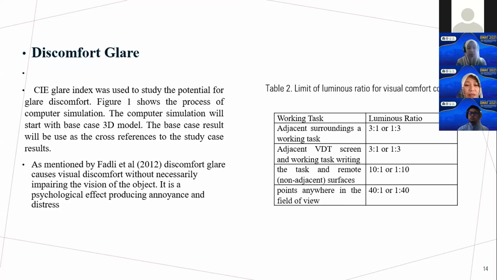As mentioned by Fadli in 2012, this comfort glare comes into the picture where it impairs the vision of the object, and if we do not provide a daylighting solution for the discomfort glare, it will affect our psychology and produce annoyance and distress. We are actually neglecting this area, so some of the students, some of the people, might say the discomfort distracts them during reading or writing tasks.